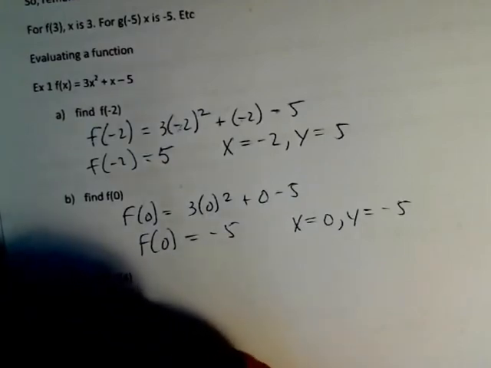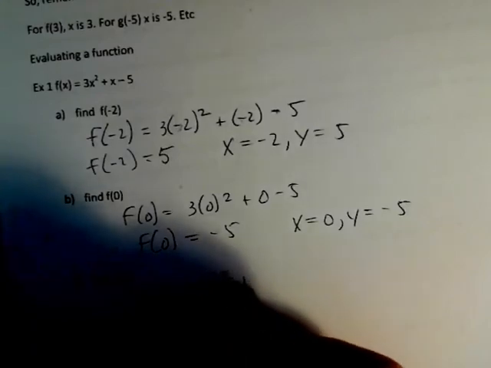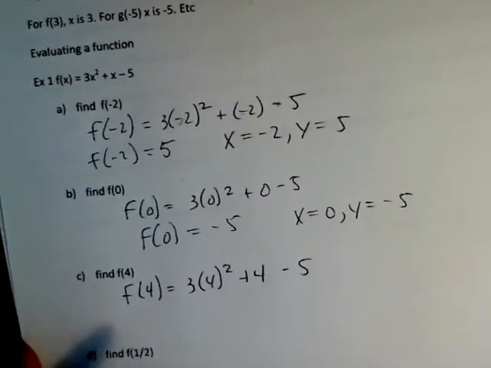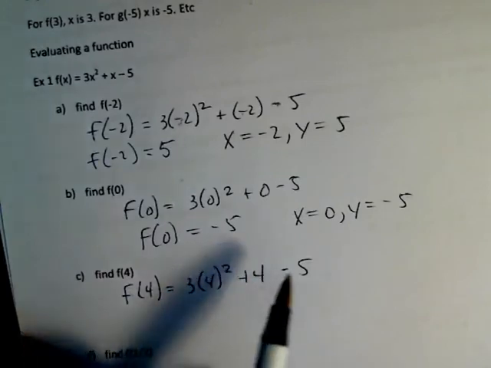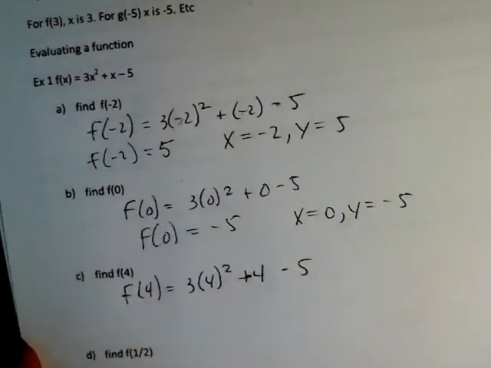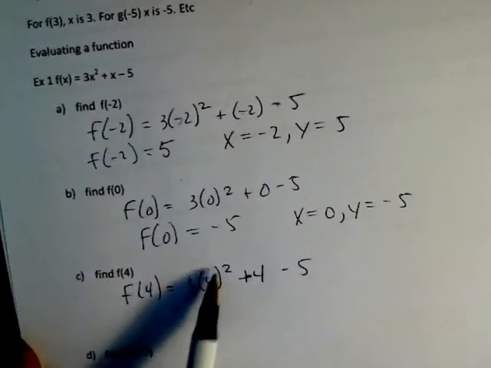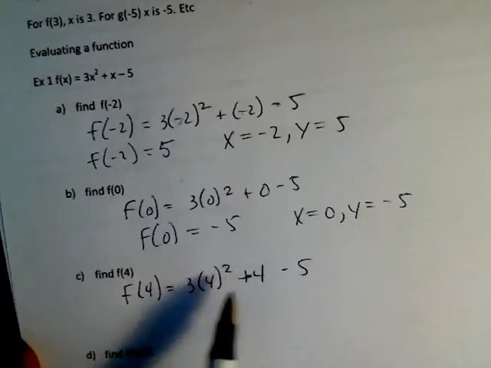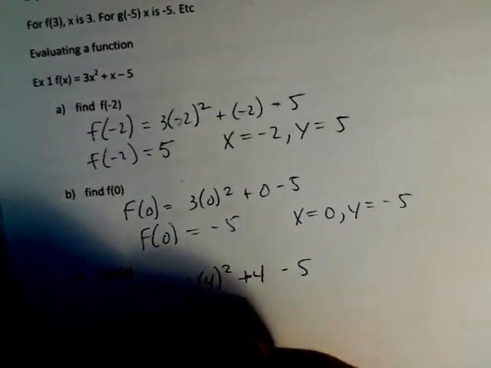X is 4. So if I want to find f of 4, I again substitute the 4 in for all my x's. And use your calculator. No need to risk messing up with your order of operations, because you need to be careful. Do not multiply then square, and your calculator will take care of that for you, because you should square the 4 to get 16, then times the 3 to get 48, plus 4 is 52, minus 5 would be 47.